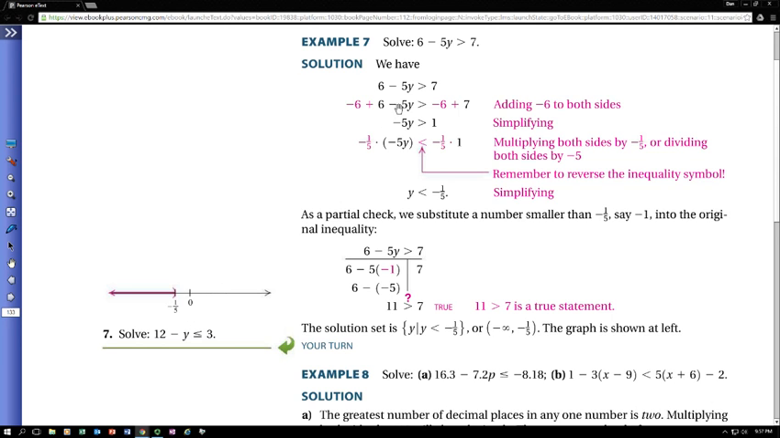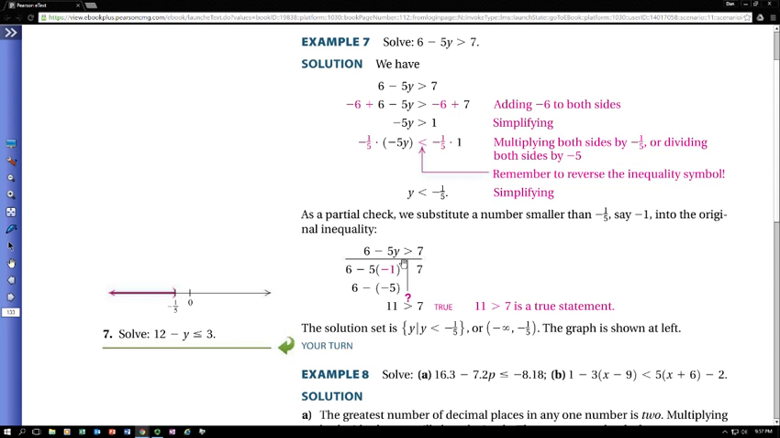I could put 0 in here. Is 6 minus 0 greater than 7? No, it's not. So it looks like my graph's right because I don't think it should be anything on this side. I still need to check and make sure that my break point here in my split of my infinity, right, is right.